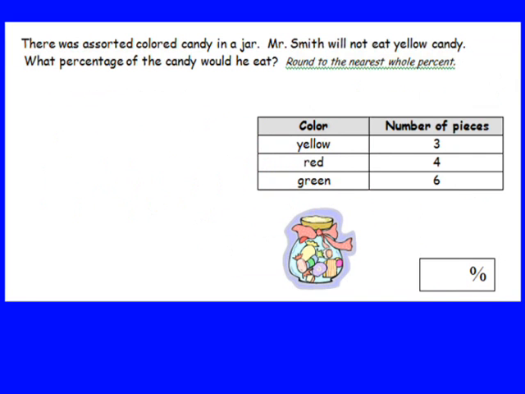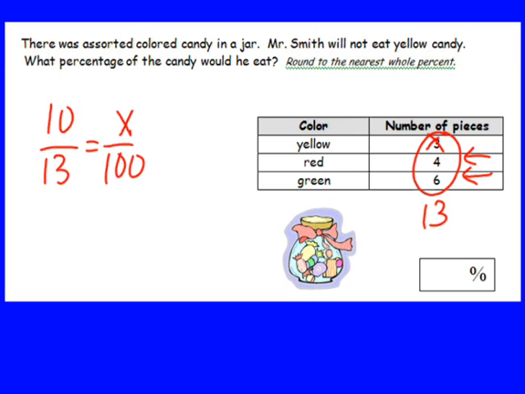All right, we'll take a look at one final example. There was assorted colored candy in a jar. Mr. Smith will not eat yellow candy. What percentage of the candy would he eat? First we need to find out how many pieces are in the jar. There are 13 total pieces, and he won't eat the yellow, which means he would eat 10 out of the 13 pieces. So he would eat 10 out of the 13 pieces, and we want to know what percent is 10 out of 13. So we cross multiply. 13x equals 1,000. We've got a nice easy one-step equation.